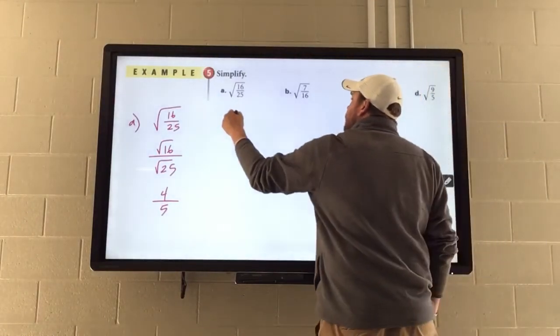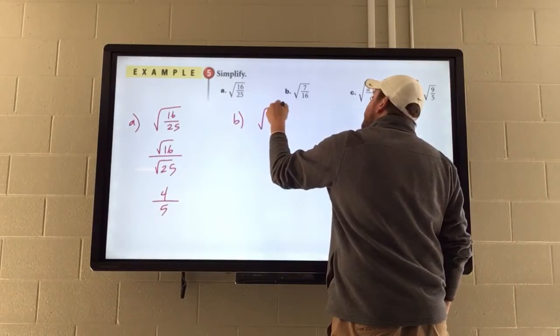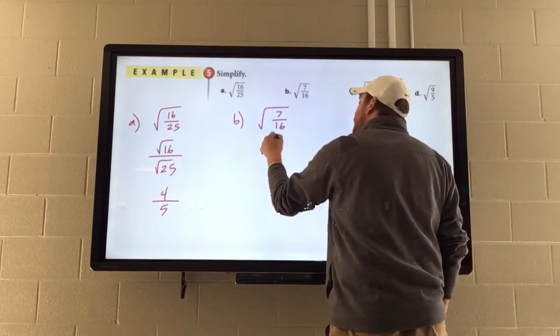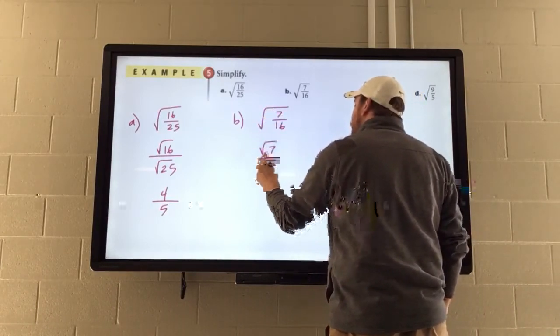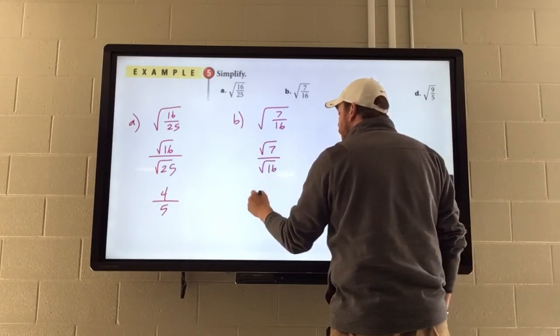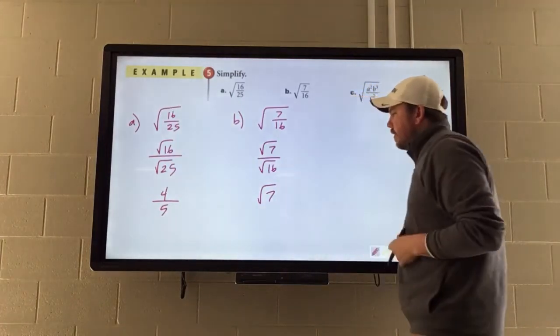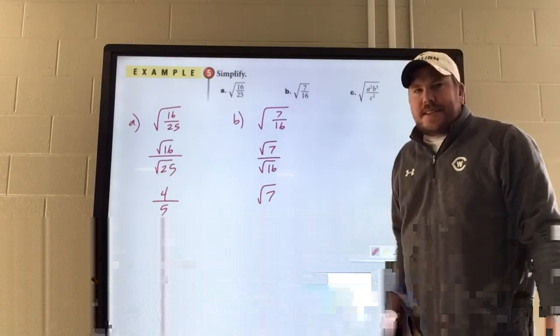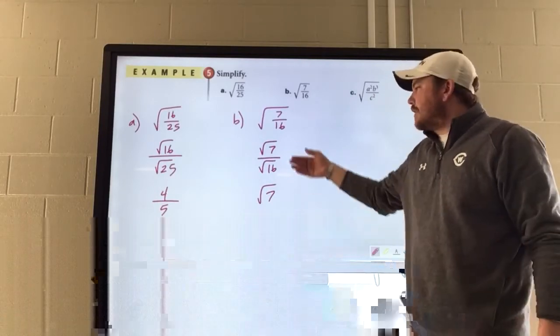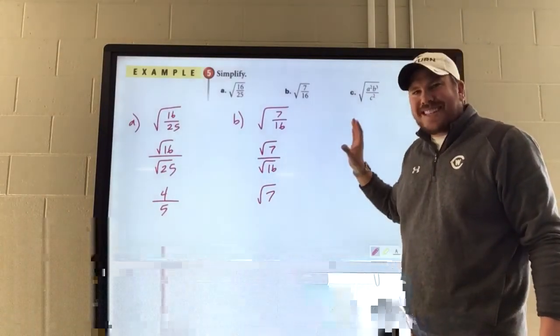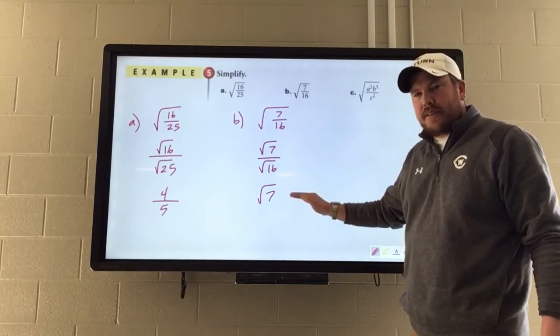For B, similar situation. The square root of 7 over 16 can be rewritten as the square root of 7 over square root of 16. Now the square root of 7, we can't simplify that at all, right? You could give the decimal, but we don't want to deal with decimals, especially when we're in a fraction. We want exact answers. So we leave it as the square root of 7.